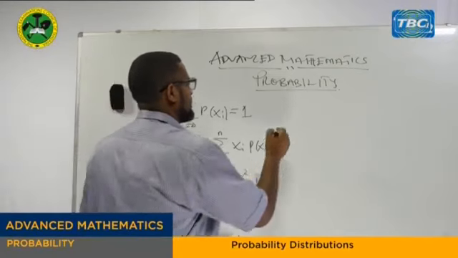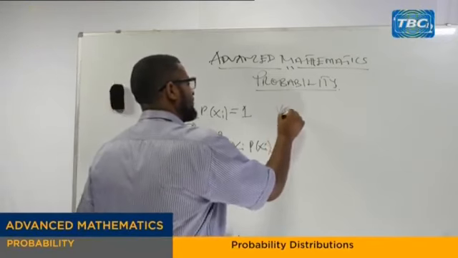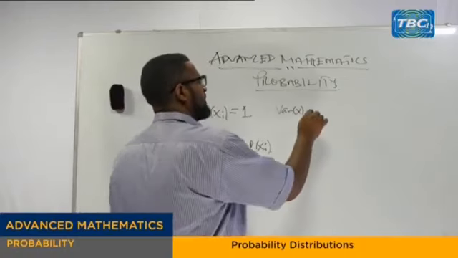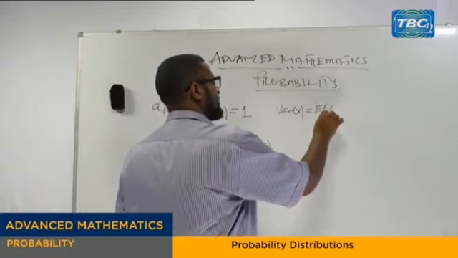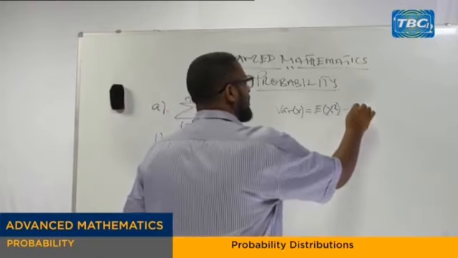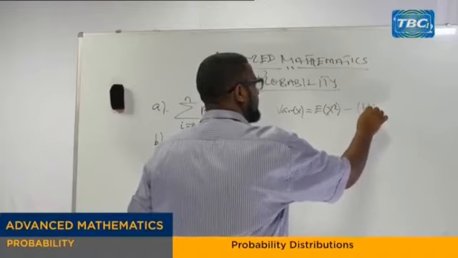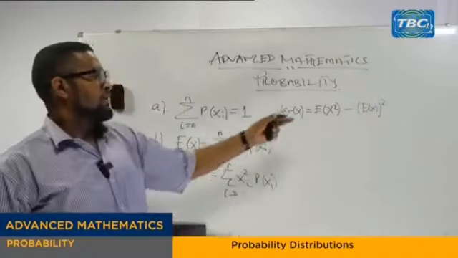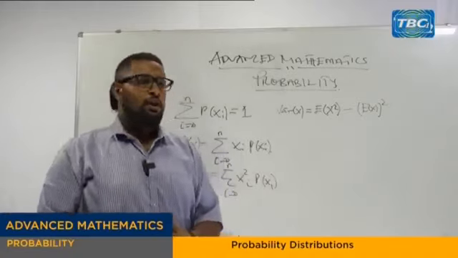The formula for finding the variance of the variable x is given by the expectation of the variable x square minus the square of the mean, as you see displayed on the whiteboard.